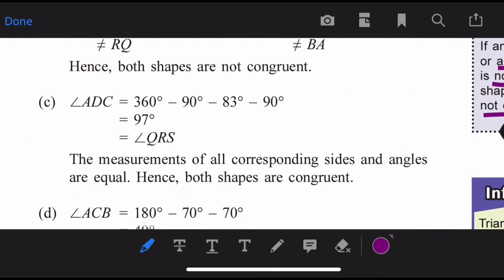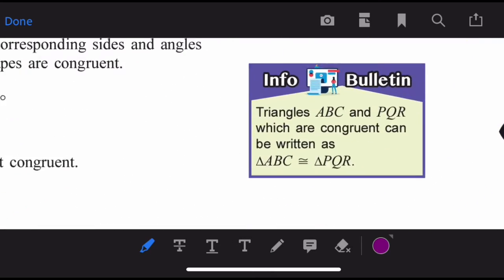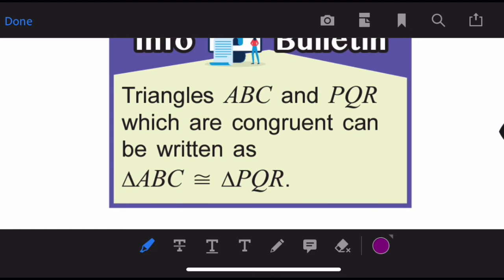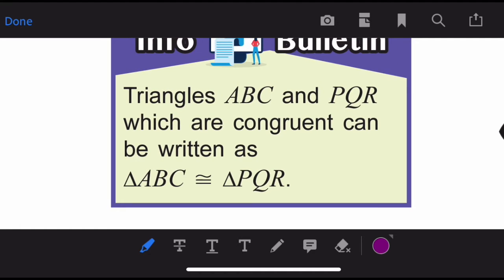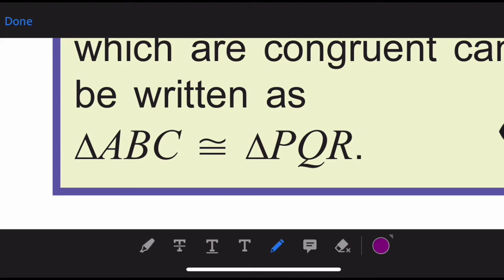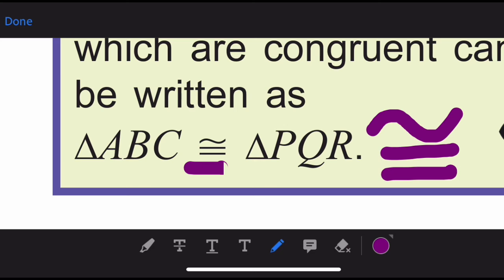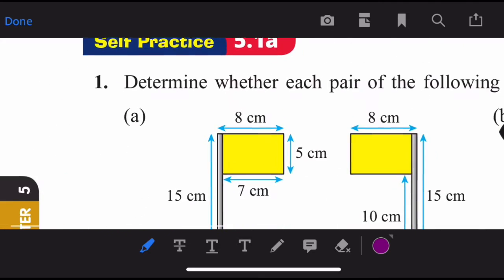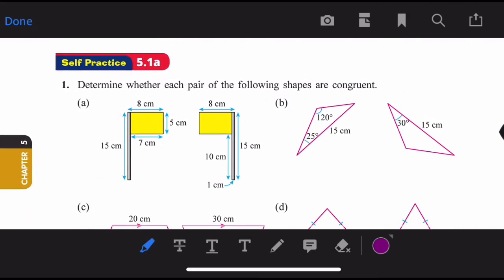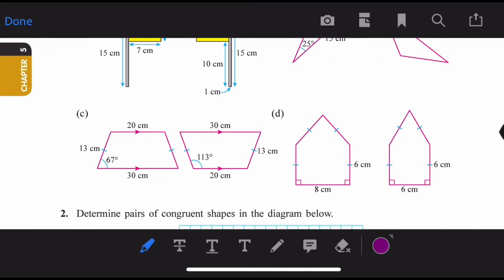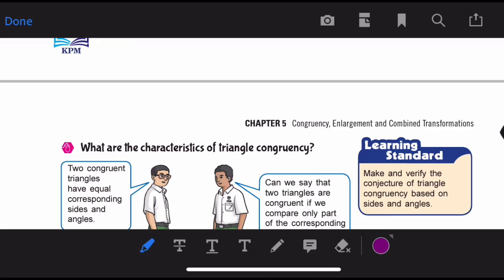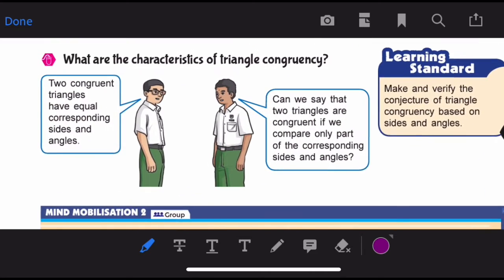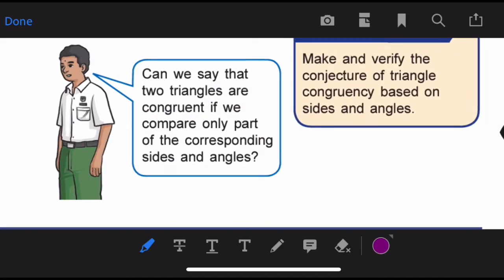Okay, so we have understood what is meant by congruency. Let's see, the triangles ABC and PQR, which are congruent, can be written this way. If they are congruent, this is how you use the symbol for congruent, like this, right? This one means the congruence symbol. Alright, so I have introduced congruency to you. We'll discuss further on exercises in the next lesson. Before that, let me continue with this one.